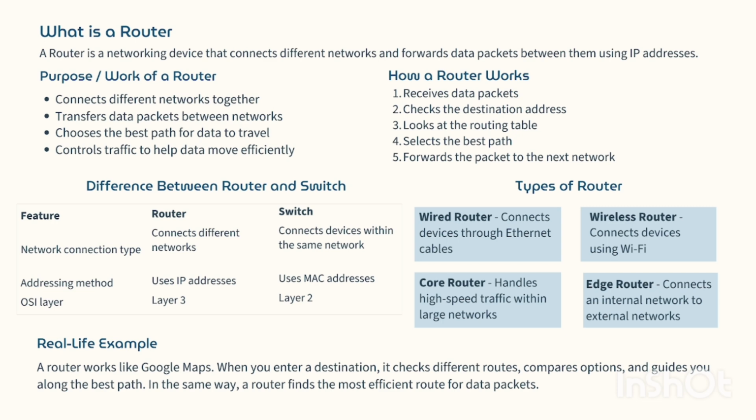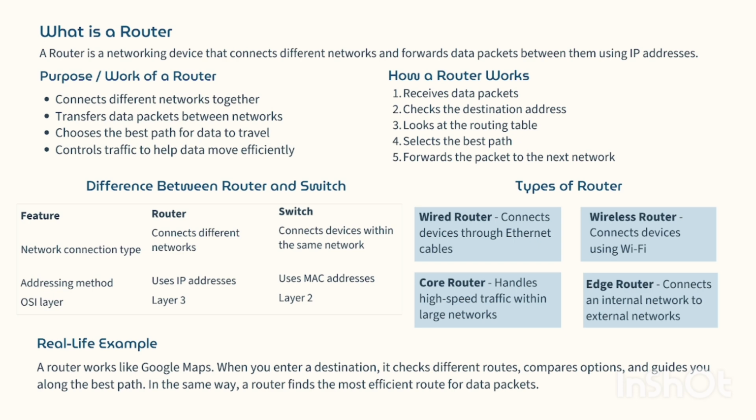When data is sent from a device, it first reaches the router. The router checks the destination IP address, then looks into its routing table and selects the best path to forward the data to the next network or router. To understand this better, think of Google Maps. When you enter a destination, it shows you the best route. Similarly, a router chooses the best path for data to travel across the network.